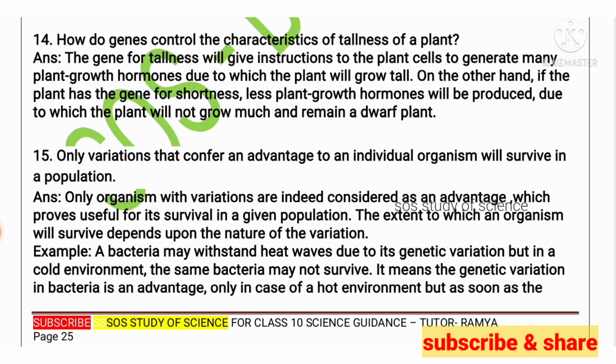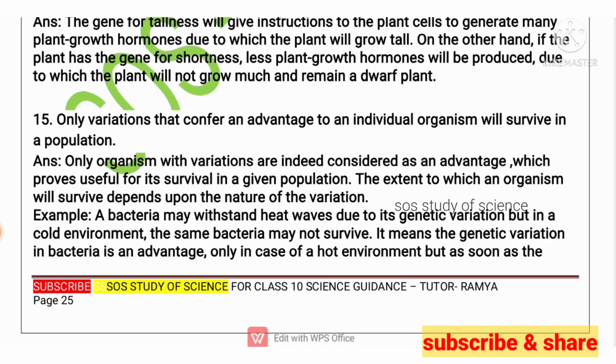So only if an organism shows variation that gives an advantage will it survive in the environment. So the answer is: only variations that prove useful for survival are considered an advantage in the given population. The extent to which an organism will survive depends upon the nature of the variation. Take an example. Bacteria may withstand heat waves due to a genetic variation, but in a cold environment the same bacteria may not survive. It is surviving in the hot condition but not in the cold condition. Then all those organisms vanish.